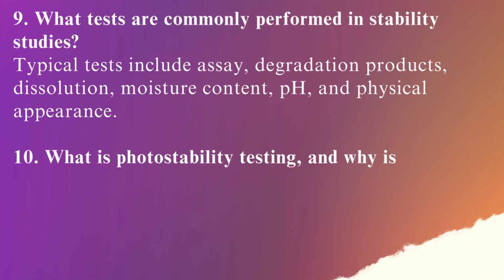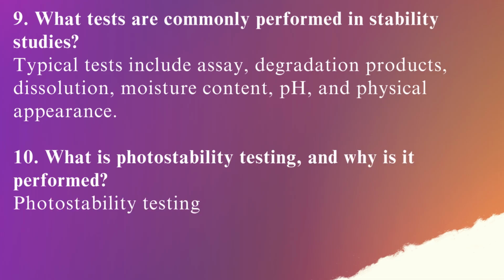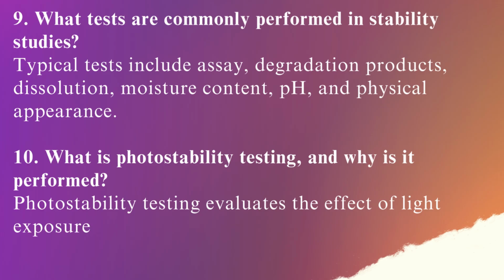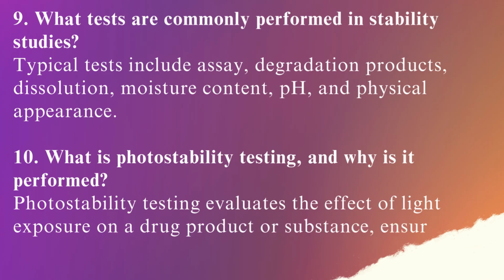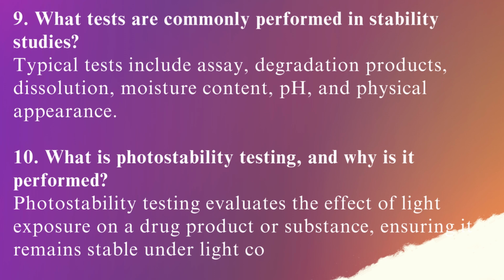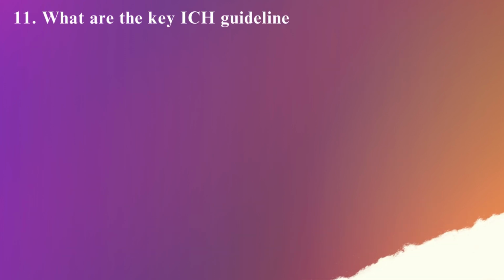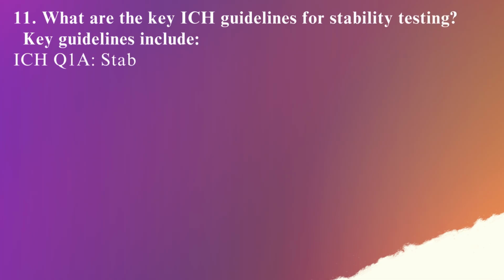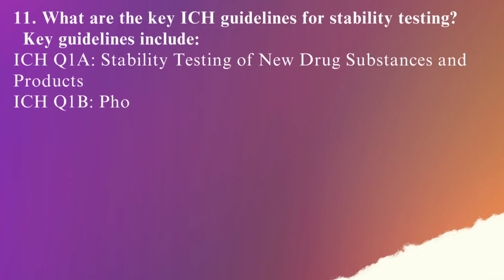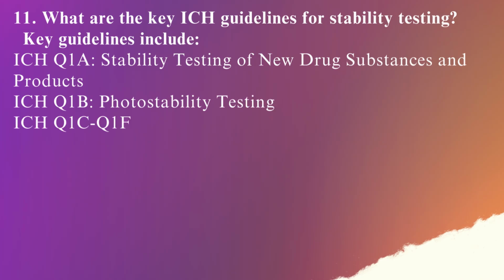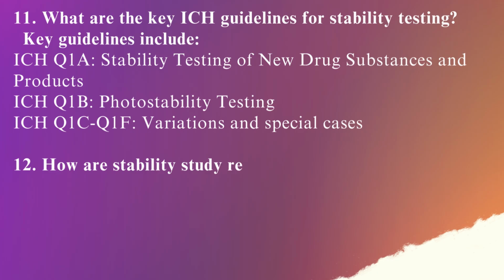What is photostability testing, and why is it performed? Photostability testing evaluates the effect of light exposure on a drug product or substance, ensuring it remains stable under light conditions. What are the key ICH guidelines for stability testing? Key guidelines include ICH Q1A, stability testing of new drug substances and products, ICH Q1B, photostability testing, ICH Q1C, Q1F, variations and special cases.